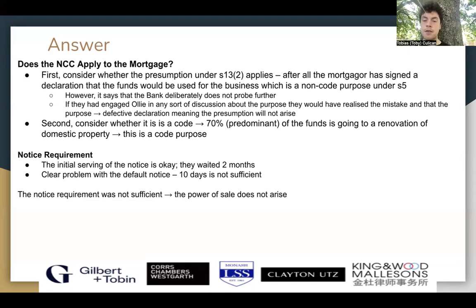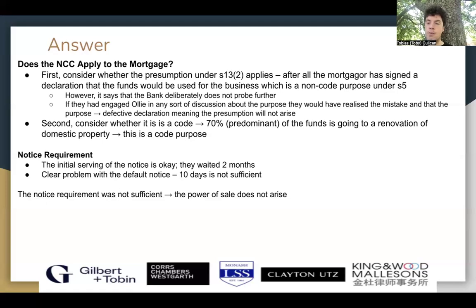70% is the predominant proportion of the funds going towards a renovation of domestic property. This is a code purpose. So no dramas there. The code applies. Excellent. Now you move on to the notice requirements. So it's NCC protected. But remember, for the serving of the initial default notice, section 76(1) of the TLA applies.